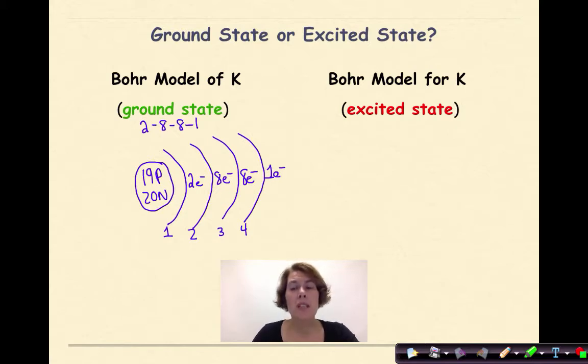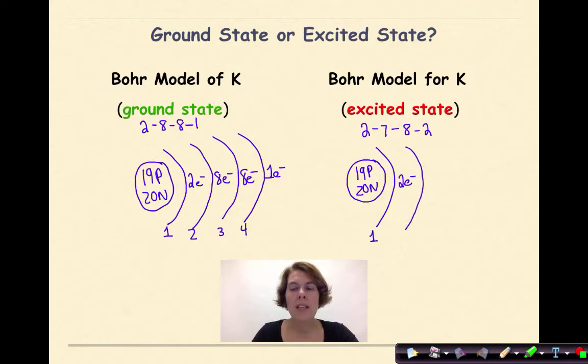We compare that to the excited state of potassium, and we'll use the example from before, where the excited state will be represented as 2-7-8-2. So we still have 19 protons in our nucleus and 20 neutrons in our nucleus. That is not going to change. And in our first shell, we're still going to have 2 electrons in that first principal energy level. But now in our second shell, we're going to have 7 electrons. In our third shell, we'll have 8 electrons. In our fourth shell, we're going to have 2 electrons.